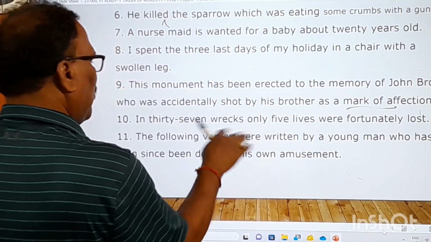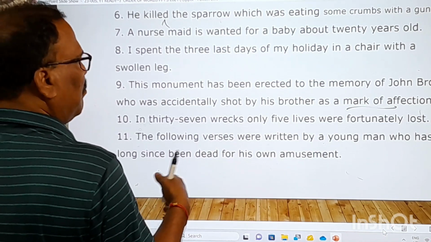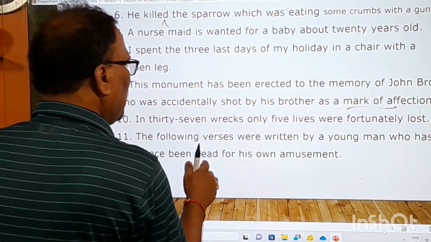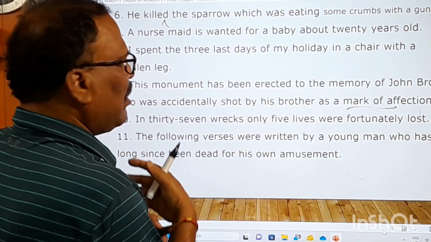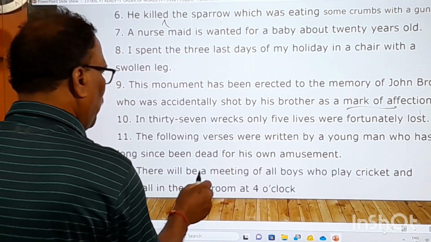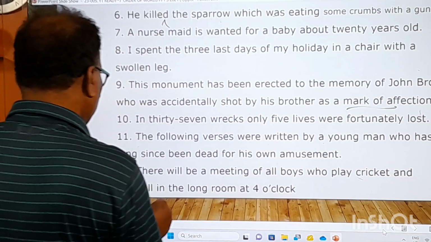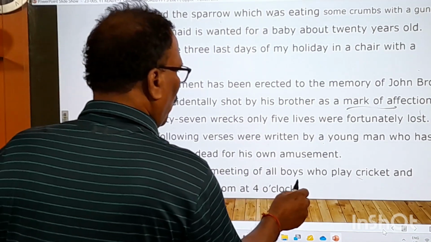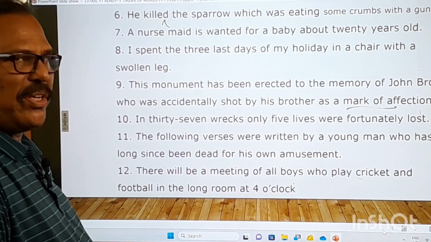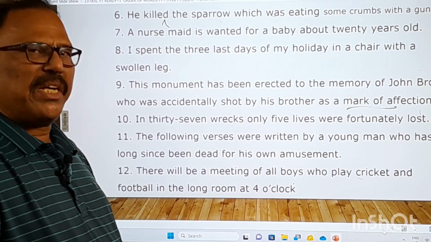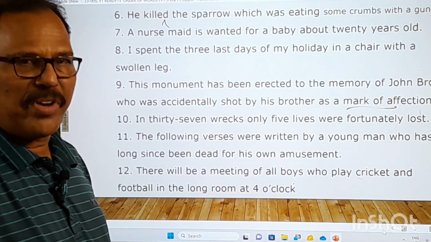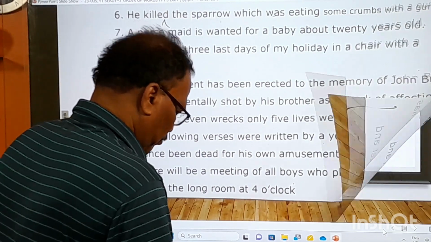See, wrong. Using the wrong placement of words brings some kind of humor, and it also brings nonsense to the sentence. Last sentence: there will be a meeting of all boys who play cricket and football in the long room at 4 o'clock. So in this way, these are the 12 sentences I have given you for an exercise. Please try your best. I don't want to do all these things for myself, and you also must try. Okay, right.